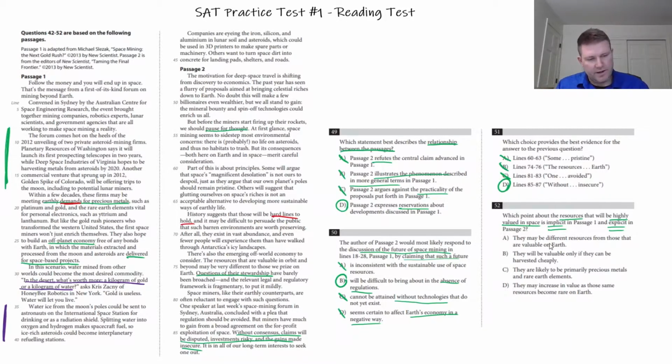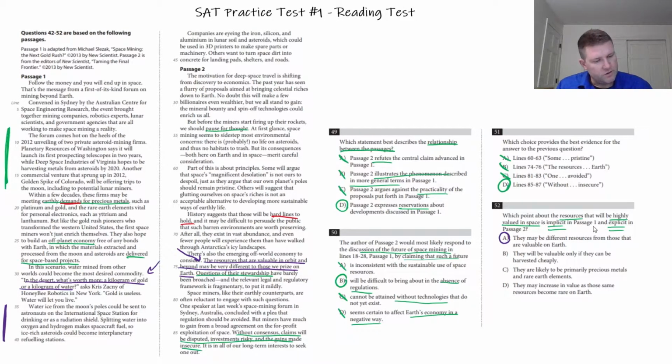And then if you look at line 74 here, the resources that are valuable in orbit and beyond may be different to those we prize on Earth. That's literally what this guy was saying, but explicitly, right? So this is implicitly said here and explicitly said here. And that's exactly what they wanted. So we're pretty sure it's A, but we'll go through.